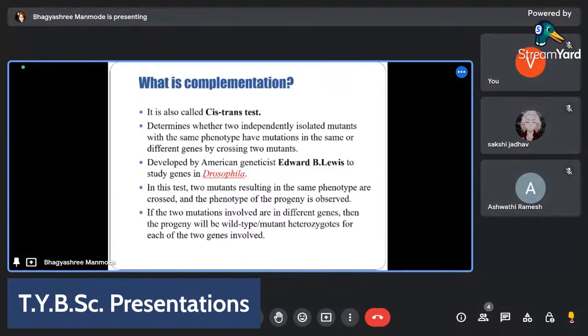It was discovered by the American geneticist Edward B. Lewis to study genes in Drosophila. In this test, two mutants resulting in the same phenotype are crossed, and the phenotype of the progeny is observed. If the two mutations involved are in different genes, then the progeny will be wild type or mutant heterozygotes for each of the two genes involved.